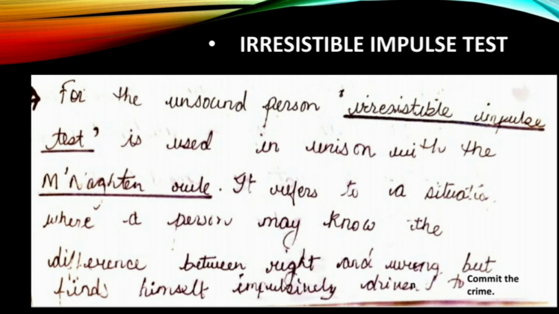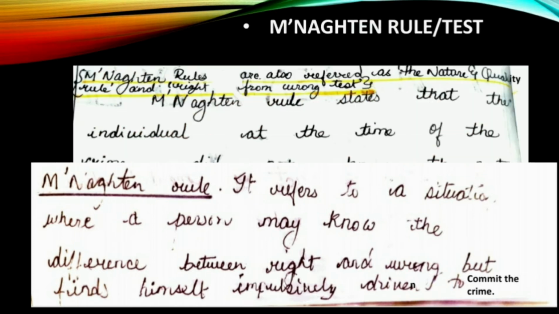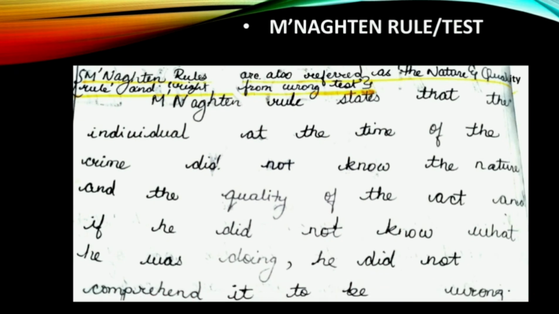This means the irresistible impulse test is done along with the M'Naghten rule. Later on, we'll get to know what the M'Naghten rule is. In this case, a person could not control his or her actions even if they knew those actions to be wrong. So, in criminal law, irresistible impulse is a defense by excuse in which the defendant argues not to be criminally responsible for the actions.